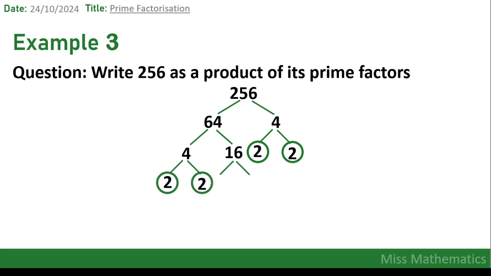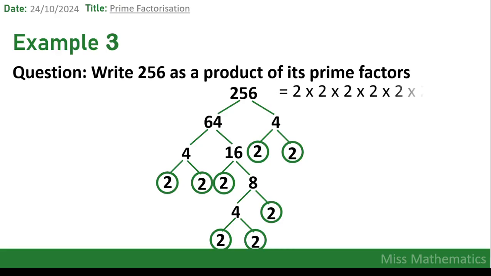16 can be split up into 2 and 8. 2 is a prime factor. 8 can be split up into 4 and 2. And 4 can again be split up into 2 times 2. In this example, we have quite a lot of 2's. We have 8 2's. So you can say 256 is the same thing as 2 to the power of 8. Sometimes they can get hard like this, but if you follow the method and just simplify them as much as you can, you will get the answer right.